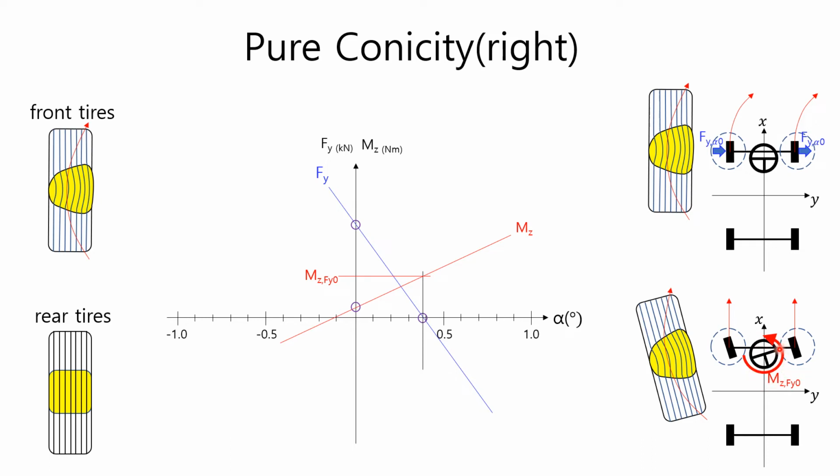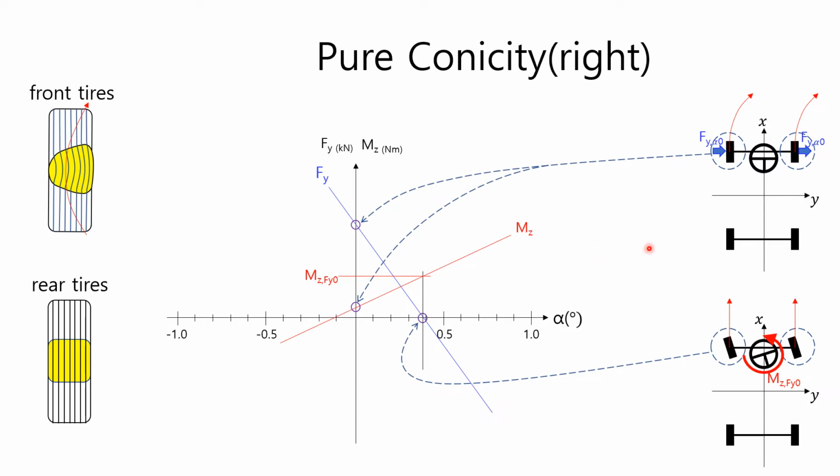In order for a driver to go straight, the steering wheel must be rotated to the left so that the lateral force Fy becomes 0. And for this, the moment MgFy0 is consistently required. Therefore, since the pull occurs constantly, the driver must continuously provide the steering wheel with the corresponding torque, MgFy0.